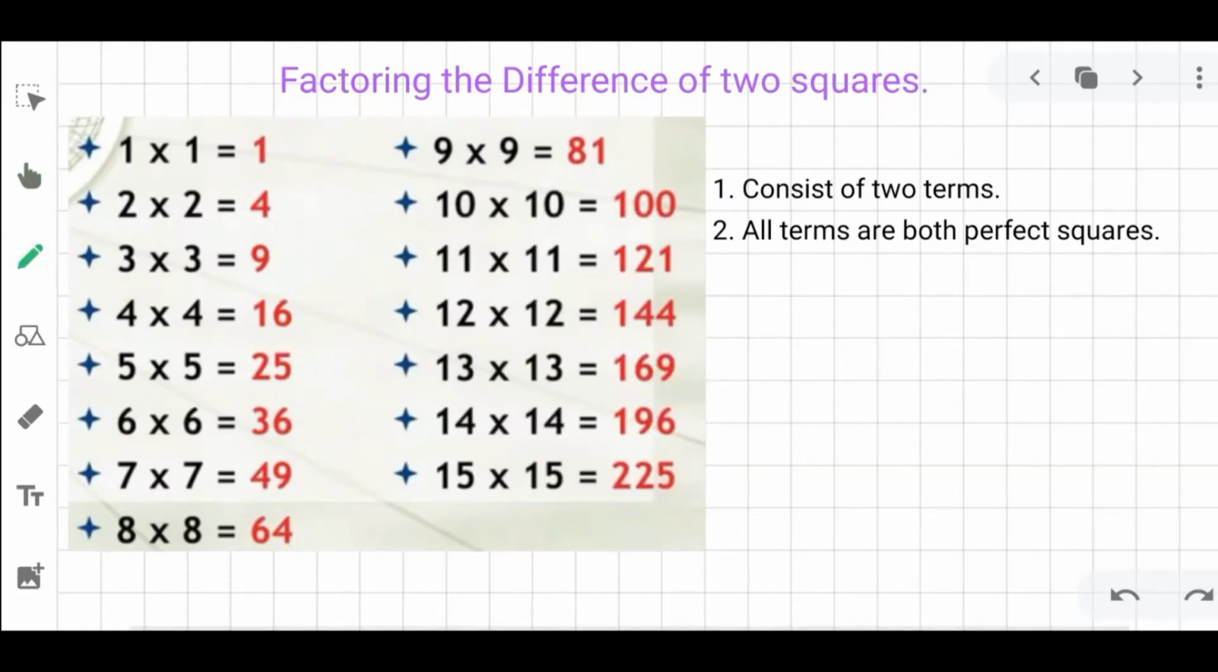How about if we are dealing with variables? Let's say, for example, we have x raised to 6. Variables are perfect squares if the exponent is 2 or multiples of 2. Dapat daw yung exponent natin are all divisible by 2 para masabi natin na perfect square. Okay?